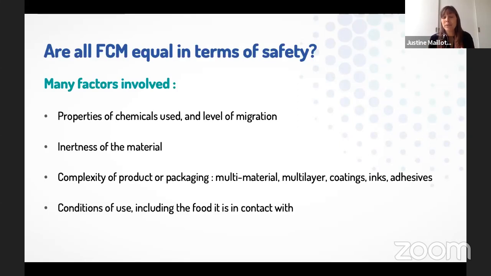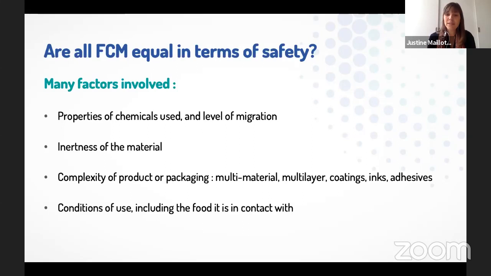And one other key element is the condition of use. For example, if you reheat something in the microwave in a certain container, there may be more risk of migration of those chemicals into the food, depending on the type of food. Fatty food, for example, tends to attract those chemicals, so there's more risk again here. So we see it's a complex issue, but it definitely raises questions both for environment and for health.